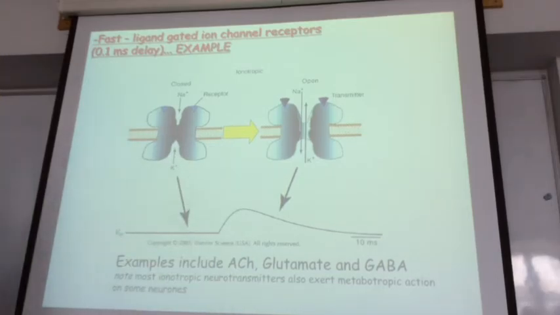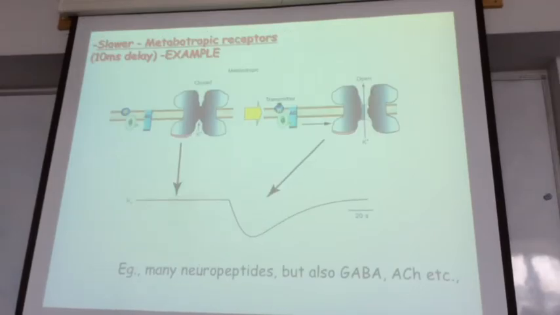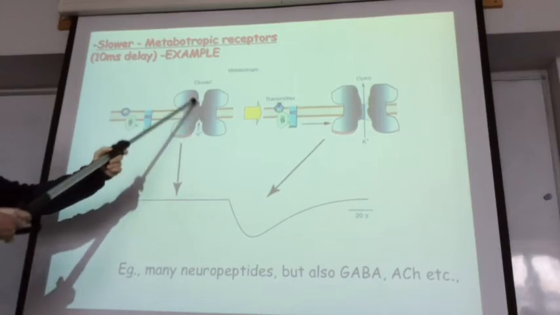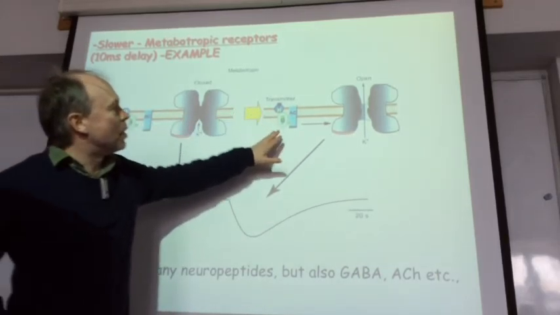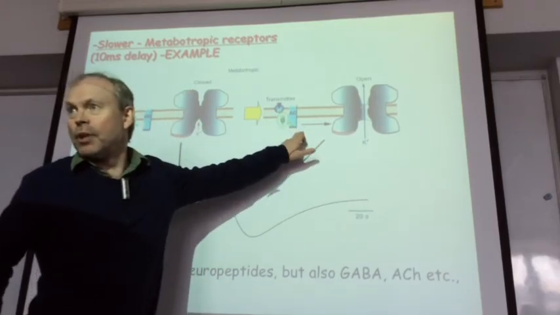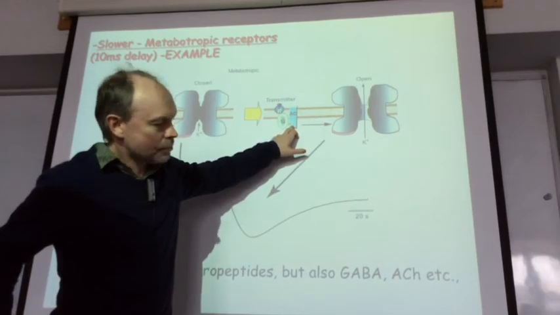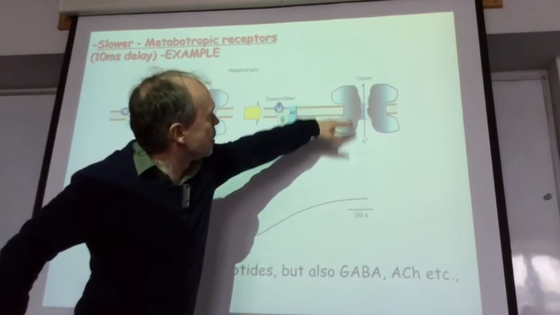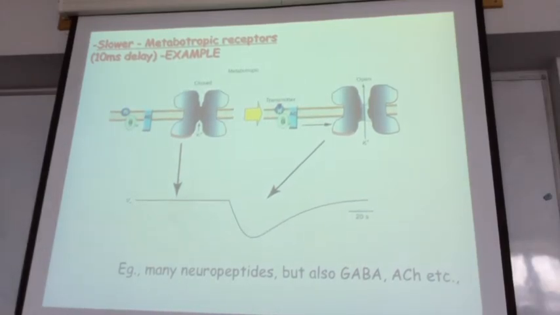And then I have a metabotropic one, showing the same thing again. So you have a receptor, in this case, a potassium ion channel, and the neurotransmitter binds, it causes a second messenger system: acetylcholine, G protein, adenylate cyclase, the opening of a potassium channel, and a depolarization. So again, you can have that with a range of different neurotransmitters.